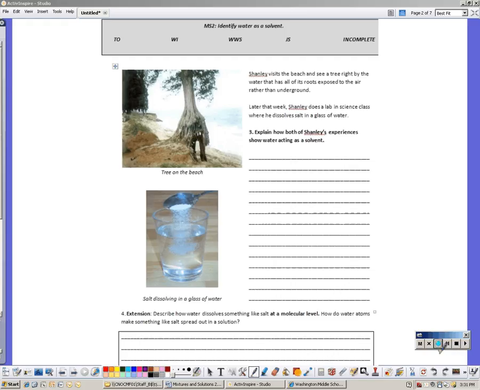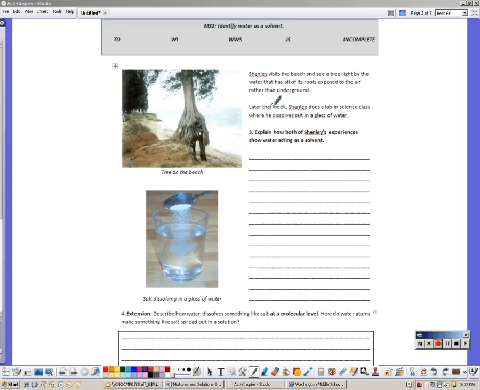MS2. Identify water as a solvent. Shanley visits the beach and sees a tree right by the water that has all of its roots exposed to the air rather than underground. And that's in this picture right here. So there's a beach. We know that the roots of the tree should be underground, under the sand and all of this stuff. But for whatever reason, the roots are there, but the ground has been washed away.